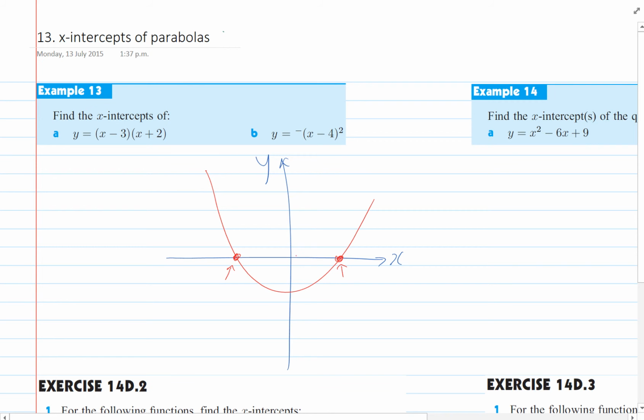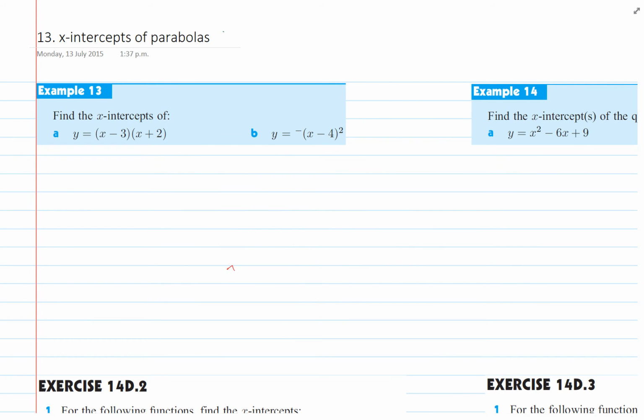But if you look at where the x-axis crosses the y-axis, it crosses the y-axis when y equals 0. And so that means that when we're finding the x-intercept, and I'll write this down, y is equal to 0. So that means that we just put 0 into the equation instead of y.